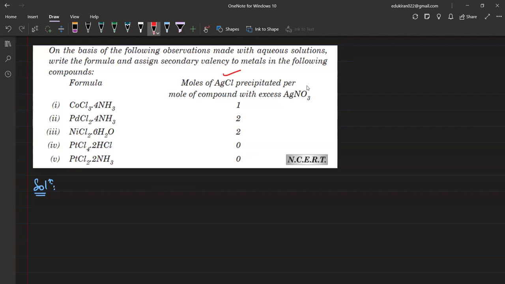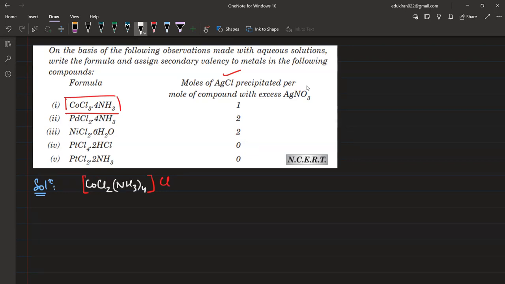No matter if you have 1 mole of AgCl precipitated, that means outside the square brackets, you are having 1 Cl. Okay? So if I remove 1 Cl from here, how many chlorines I am going to get inside in this first case? Tell me. In total we have 2, 2 बचेंगे, 2 आपके पास अंदर चले गए. Cobalt, Cl2, NH3 whole 4. This is the formula of compound.